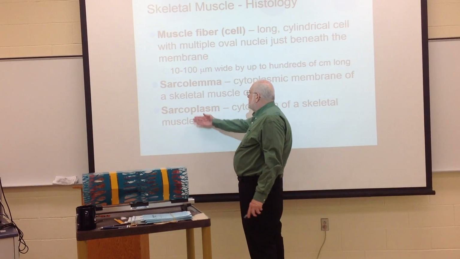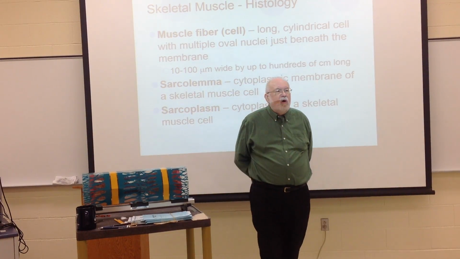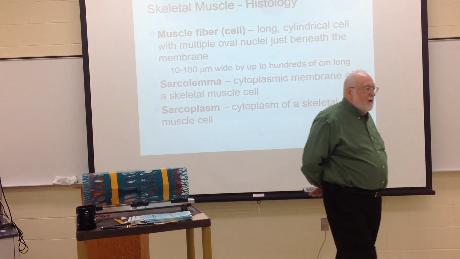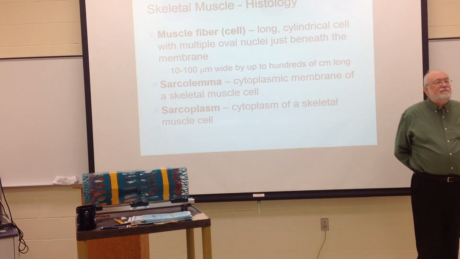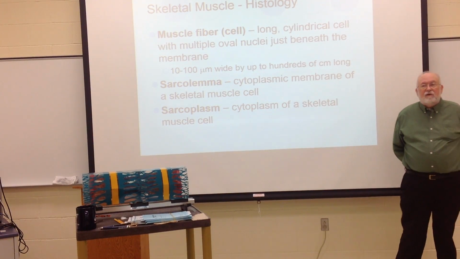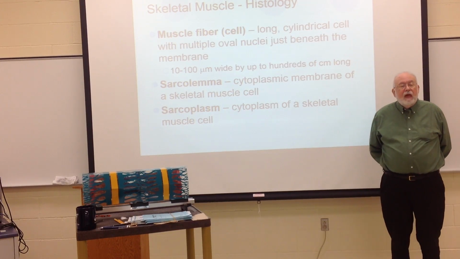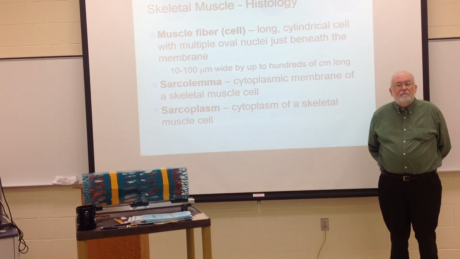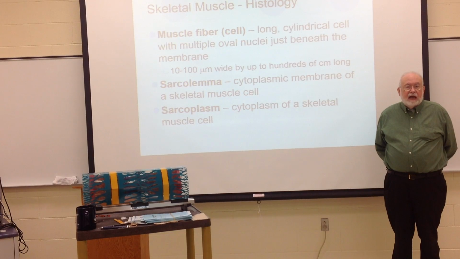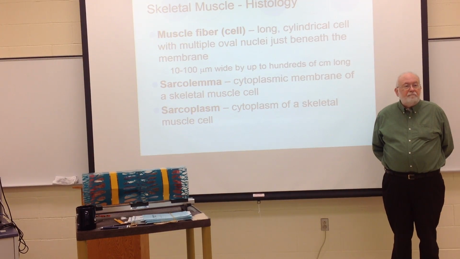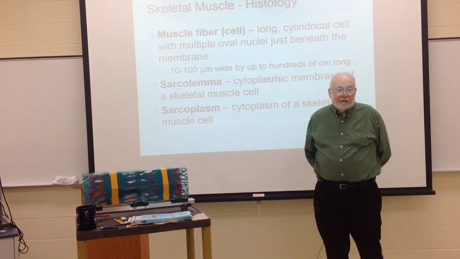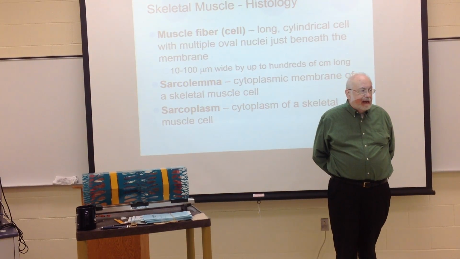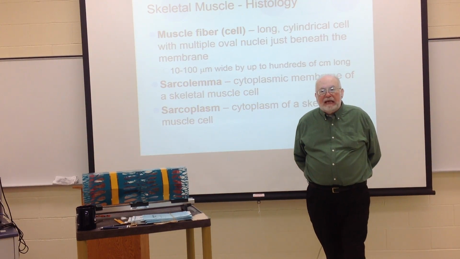Now, the cytoplasm is called the sarcoplasm. Why do we need a special name? Well, there are going to be some special organelles that we're not going to find anywhere else. There are also going to be some modified organelles that are different from those organelles in other types of cells. So, the sarcolemma is the membrane, the sarcoplasm is the cytoplasm.